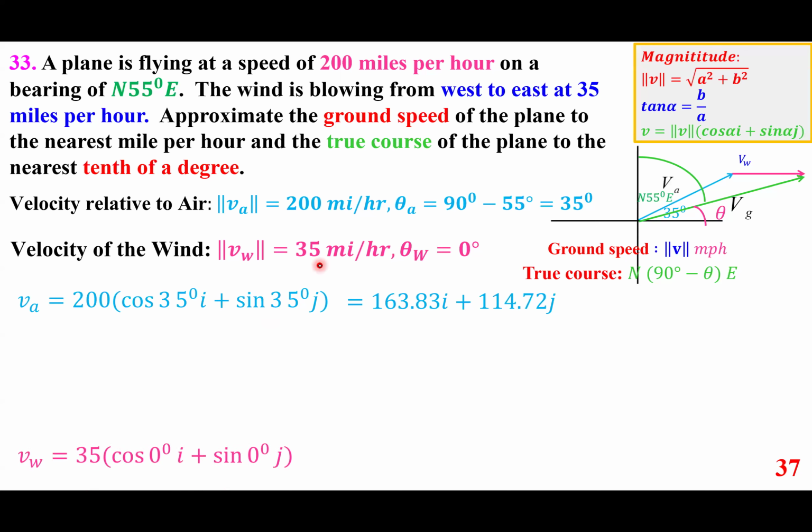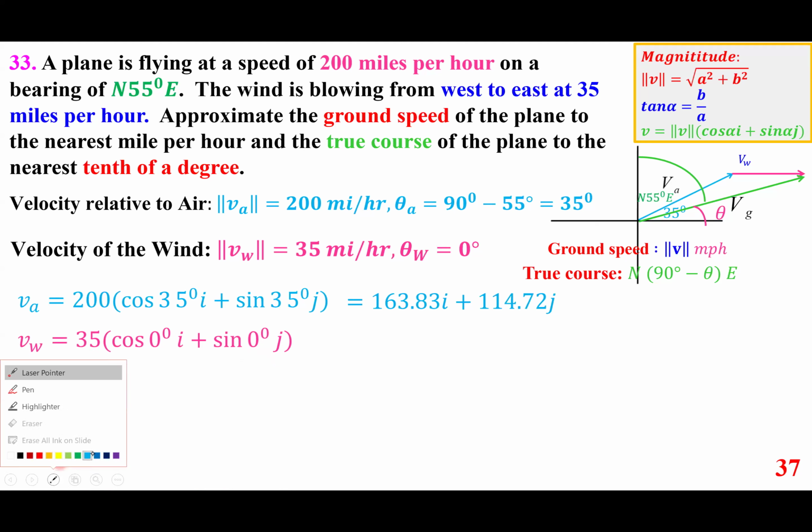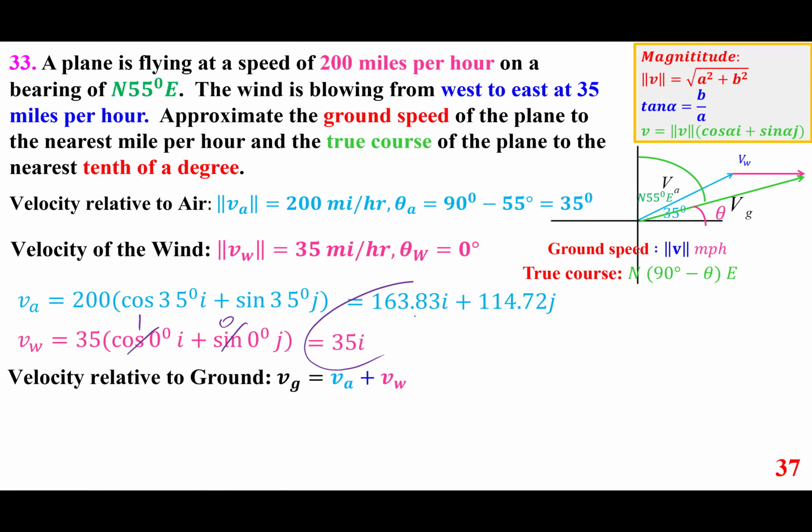This one, we do the same thing. As you know, cosine is 1, sine is 0. I don't need a calculator. So cosine is 1, sine is 0. So it's just positive 35i. And when we add them up, we just add up these two components because they are i components.